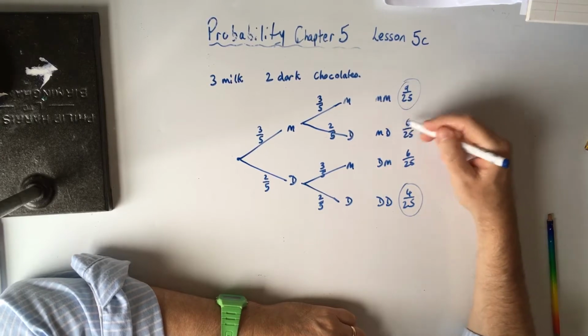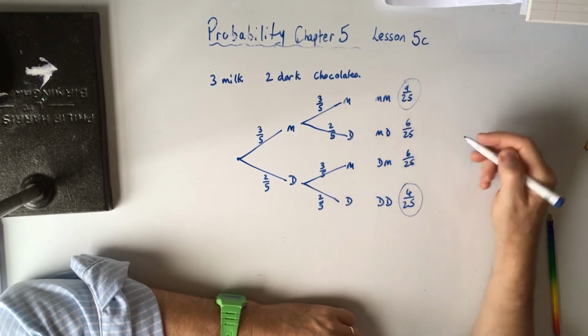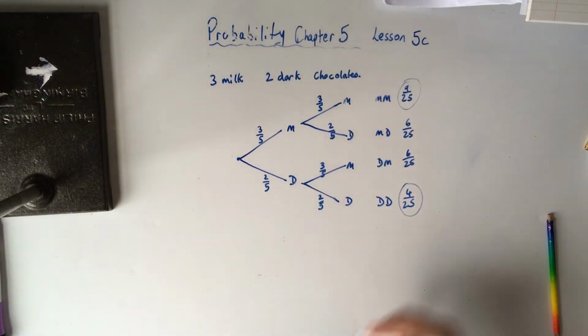Well, it could either be this one or this one, so that's 12 over 25. So we can add those up at the end, combinations of those if we want. Okay, and that's just your standard tree diagram.